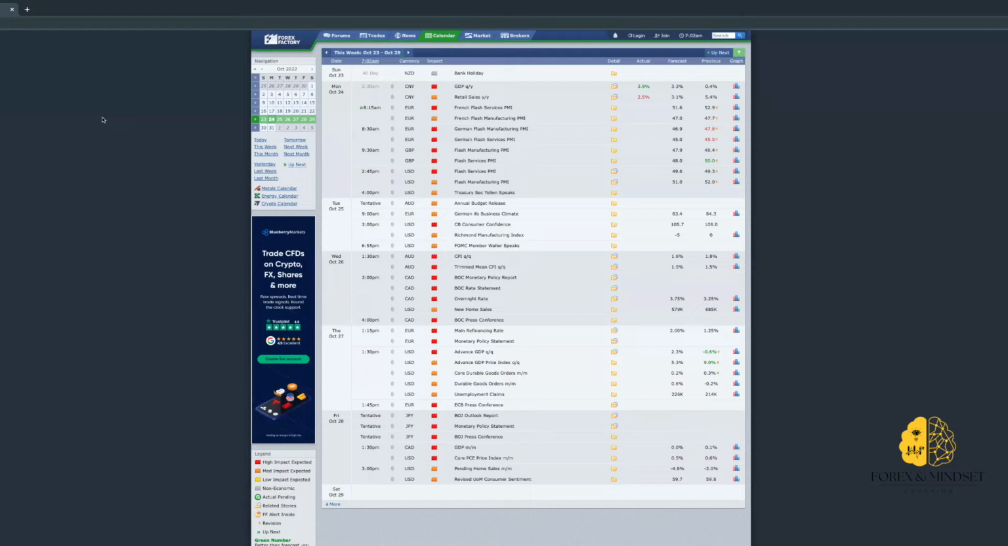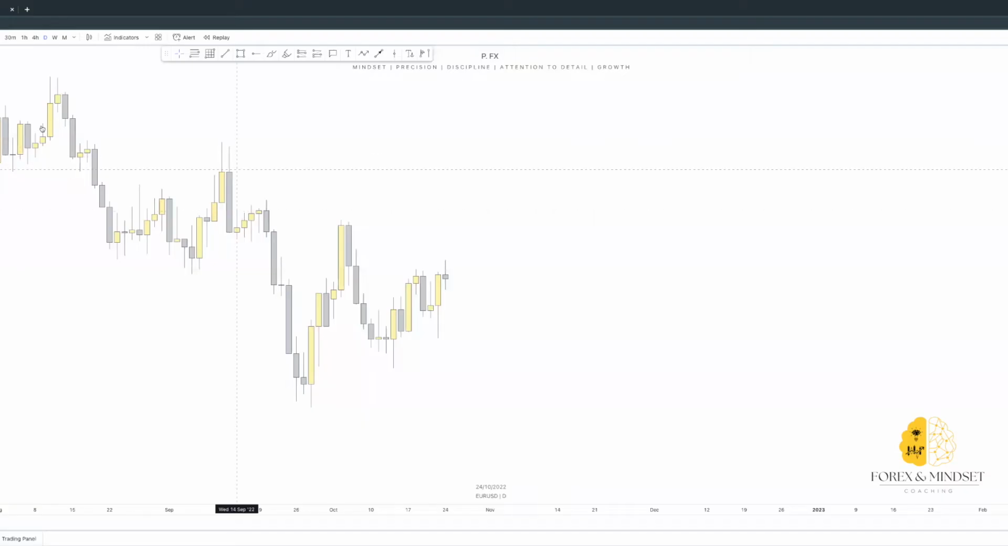We've got French flash services PMI. We've got then German manufacturing flash PMI, and then we've got GBP at 9:30 as well. So it's very eventful, and also USD in the afternoon. So literally not every single, but three of the major currencies are getting red news today. So that is going to be an interesting watch.